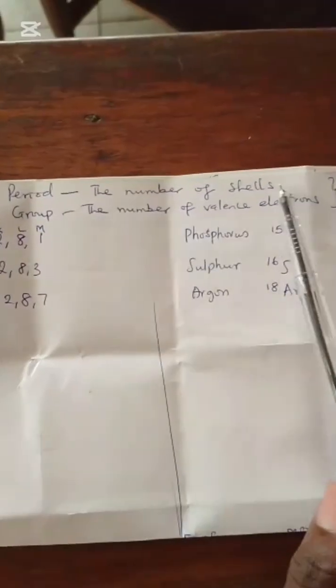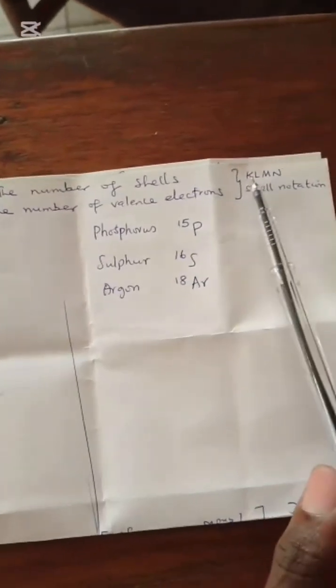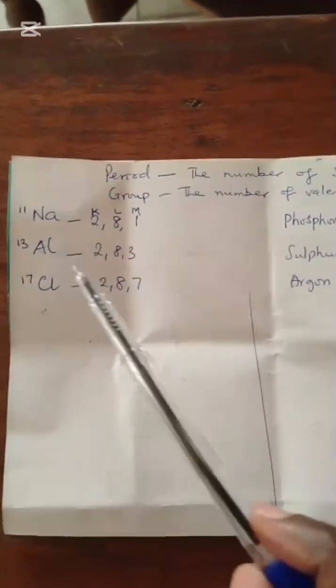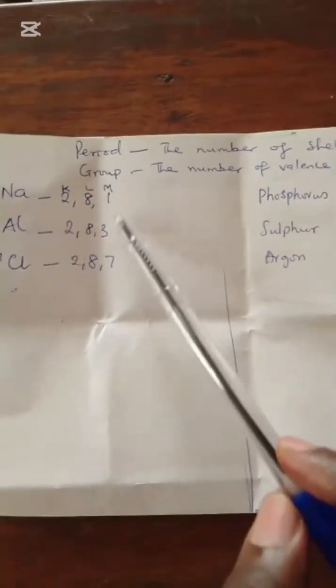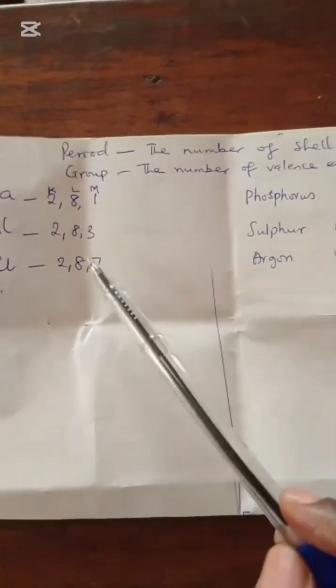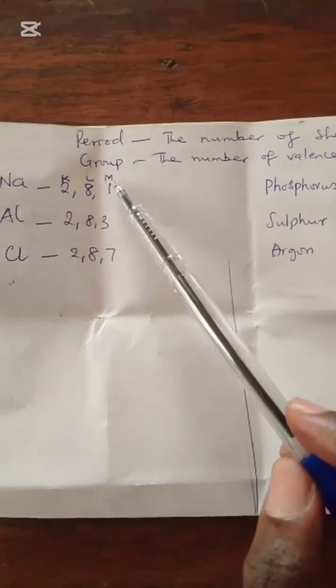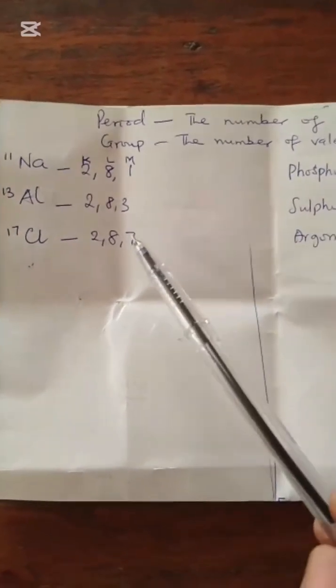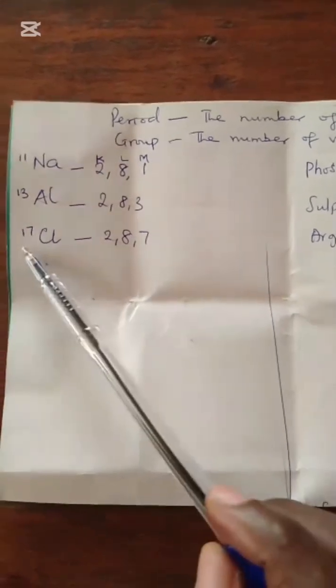The number of shells, K shell, L shell, M shell, and so on, will tell us the period an element belongs to. And then the number of valence electrons. Valence electrons are simply the electrons in the outermost shell, like the last number here, 1. This is valence electron 1, 3 valence electrons for aluminium, 7 valence electrons for chlorine.